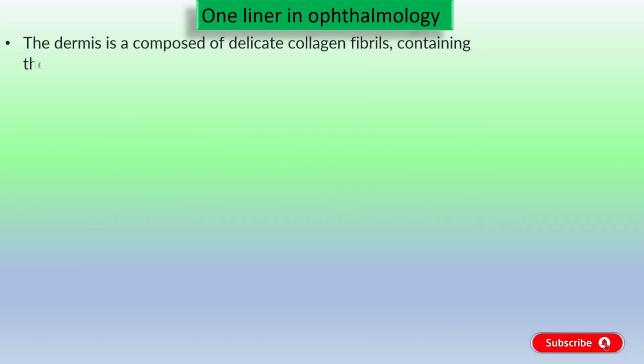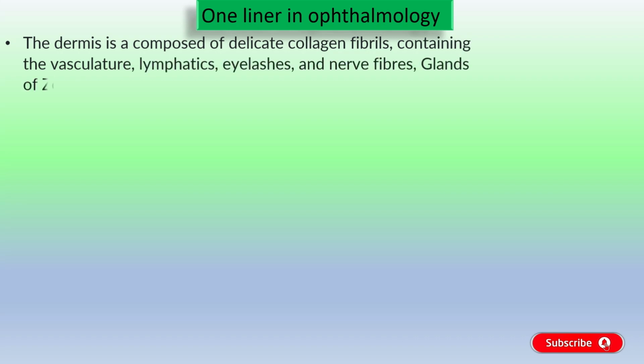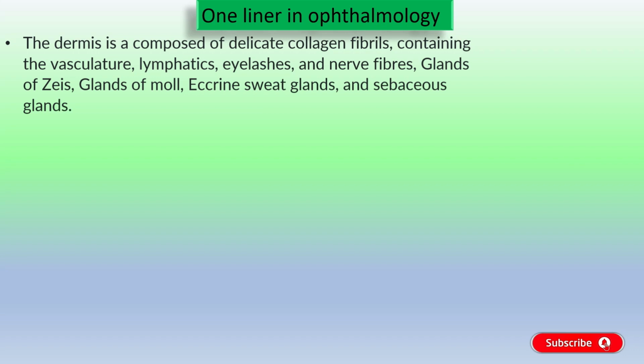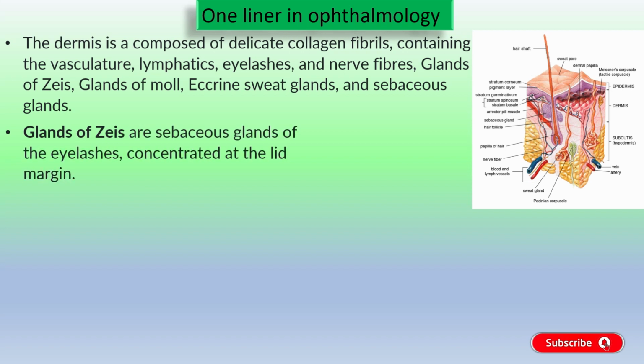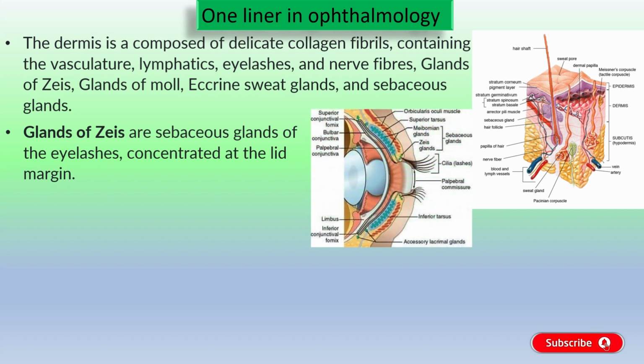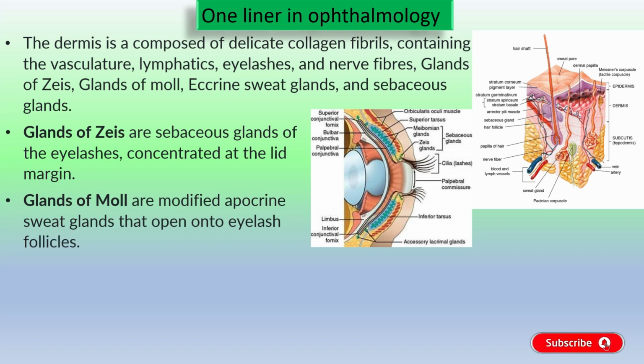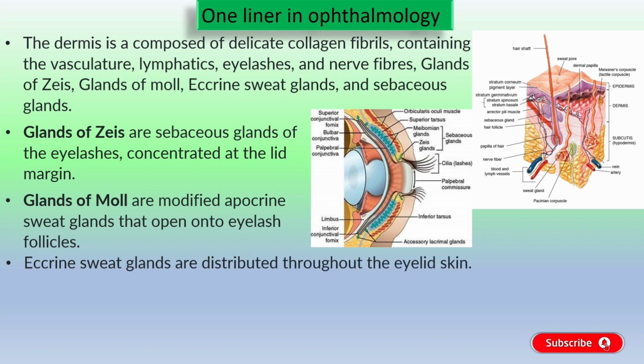The dermis is composed of delicate collagen fibers containing the vasculature, lymphatics, eyelashes, and nerve fibers, glands of Zeis, glands of Moll, eccrine sweat glands, and sebaceous glands. Glands of Zeis are sebaceous glands of the eyelashes concentrated at the lid margin. Glands of Moll are modified apocrine sweat glands that open onto eyelash follicles. Eccrine sweat glands are distributed throughout the eyelid skin.